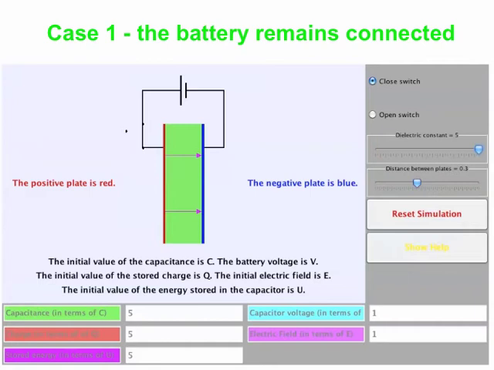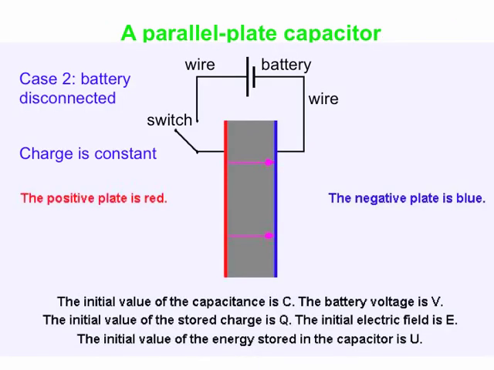But as you change the distance or the dielectric constant, you can see charge changes, energy changes, field will change. If you change distance, capacitance is changing. The one thing that doesn't change is the voltage in this case. Okay, now we'll do case 2.